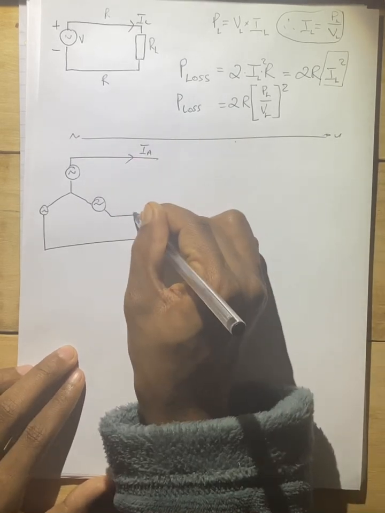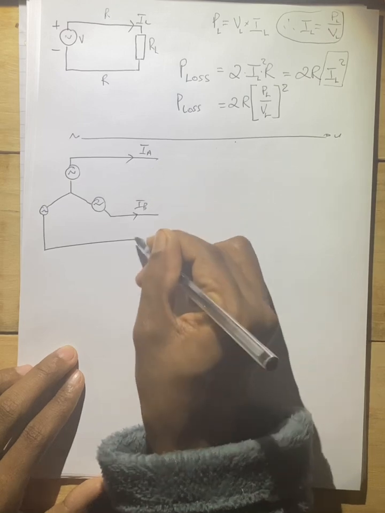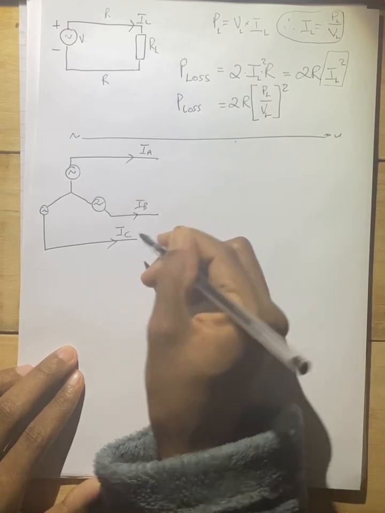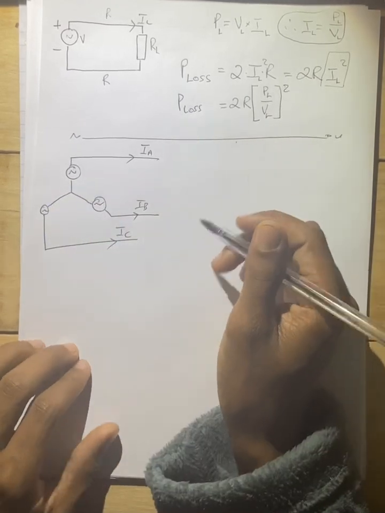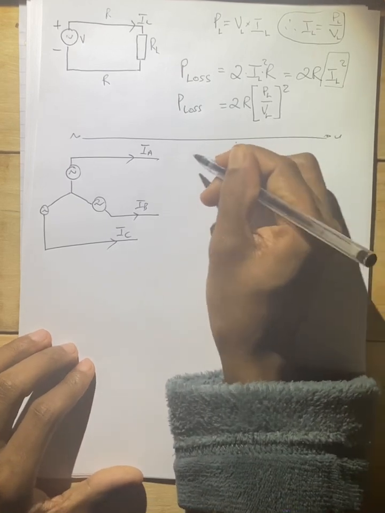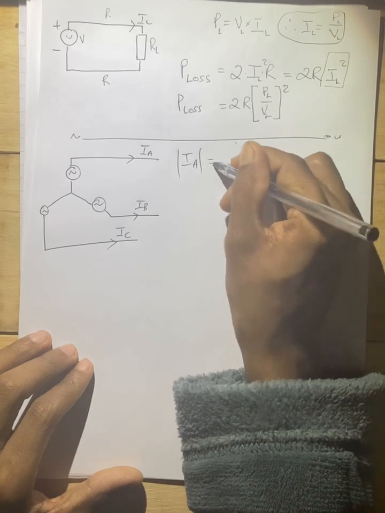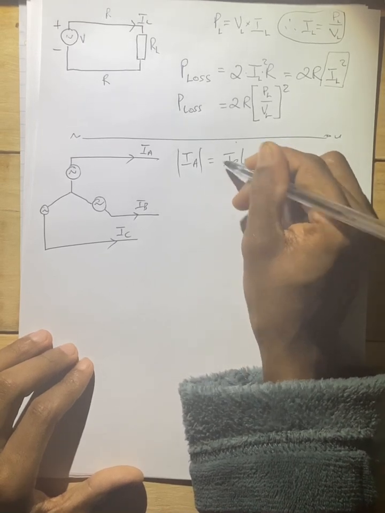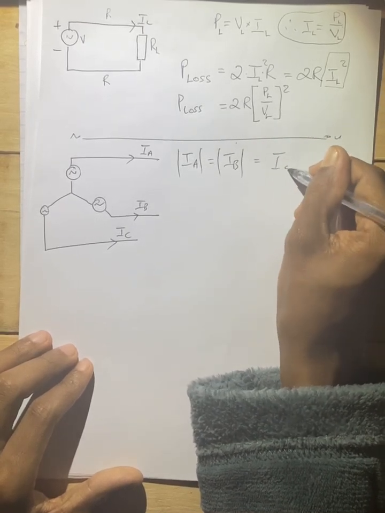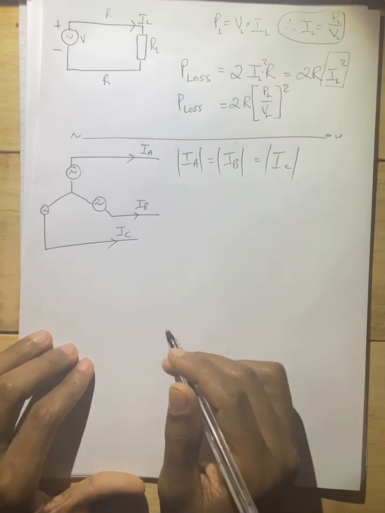This is IA, this is IB, and then this is IC. This is what we call a three-phase system or a three-wire system, okay? Here's an assumption. The assumption is IA is equal to IB, and that is equal to IC, okay?